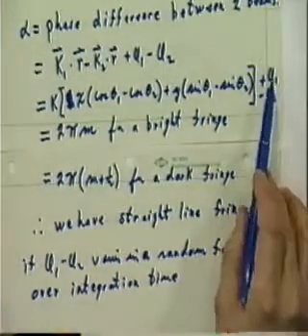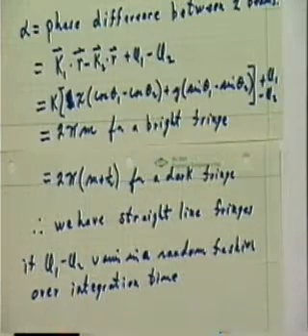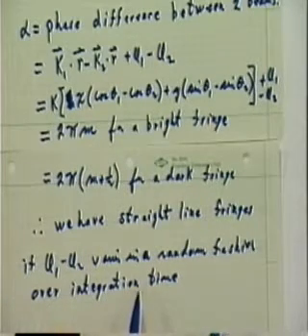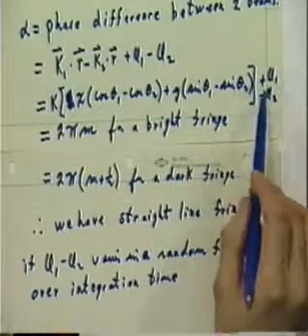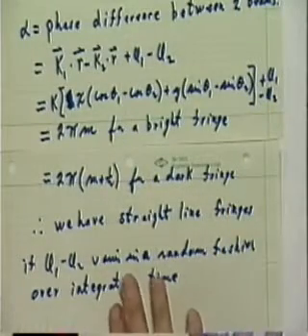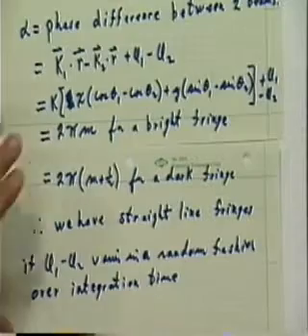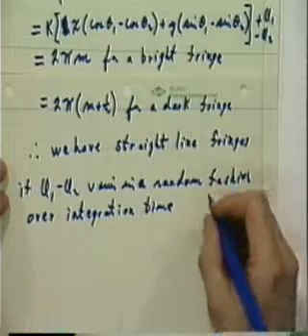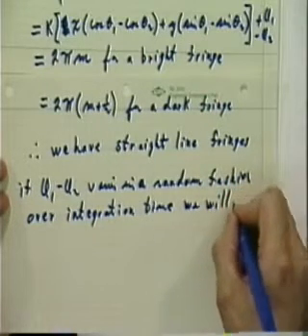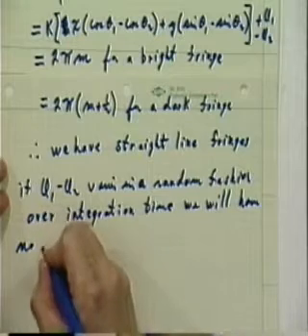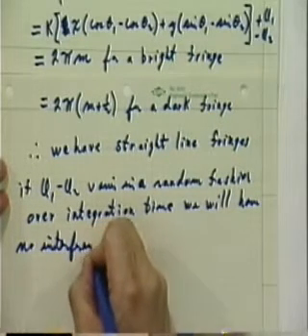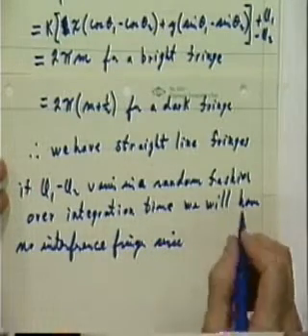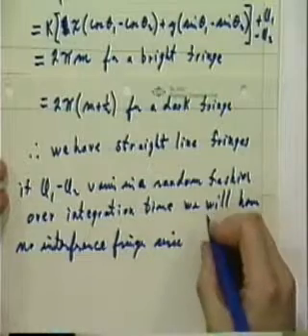Now, we were saying before that phi 1 minus phi 2 was a constant, but let's just for the time being say they're not a constant. Let's say it varies in a random fashion over the integration time. And so what's going to happen? Well, the fringes are going to wash out. So if this varies in a random fashion over the integration time, we will have no interference fringes, since the mean value of cosine alpha is 0.